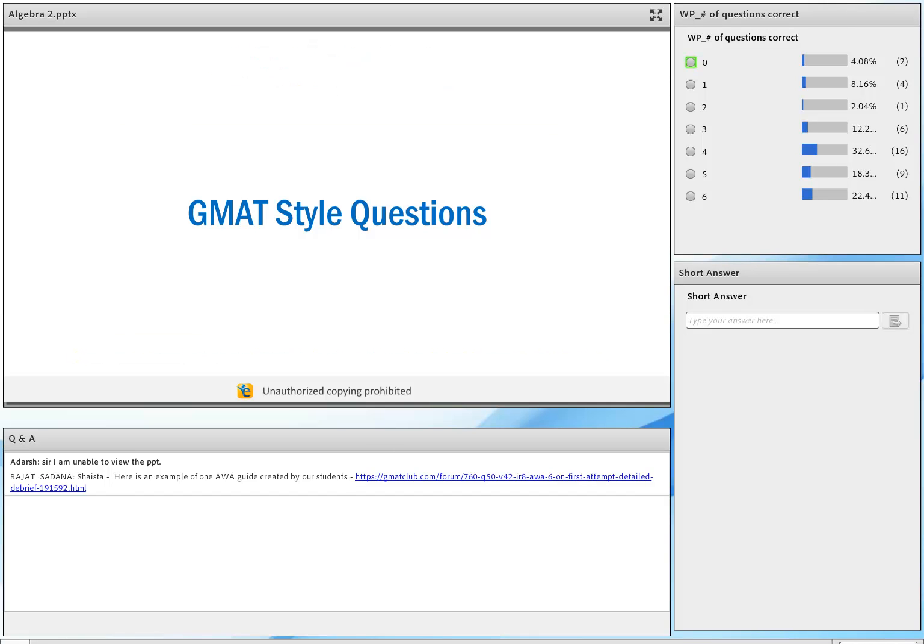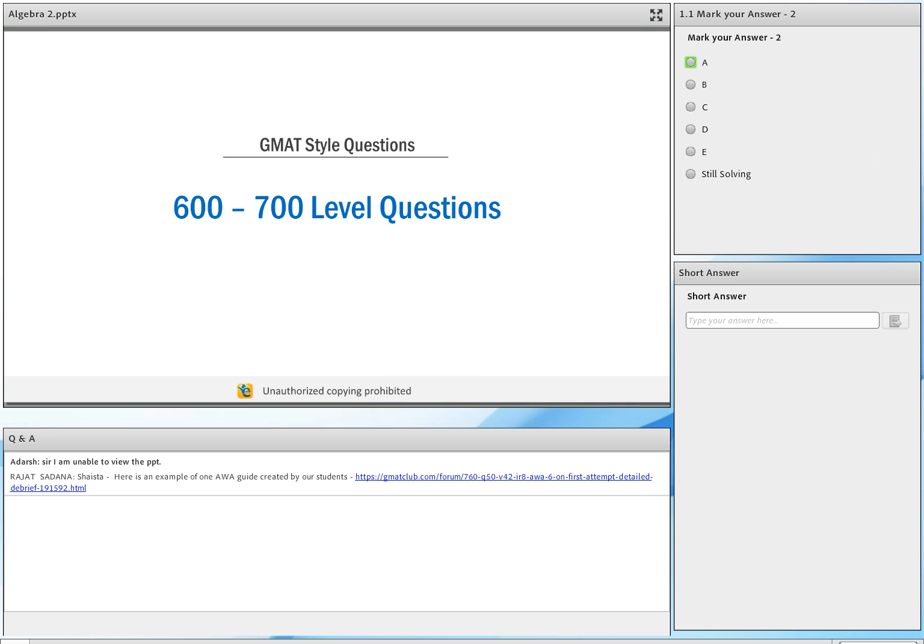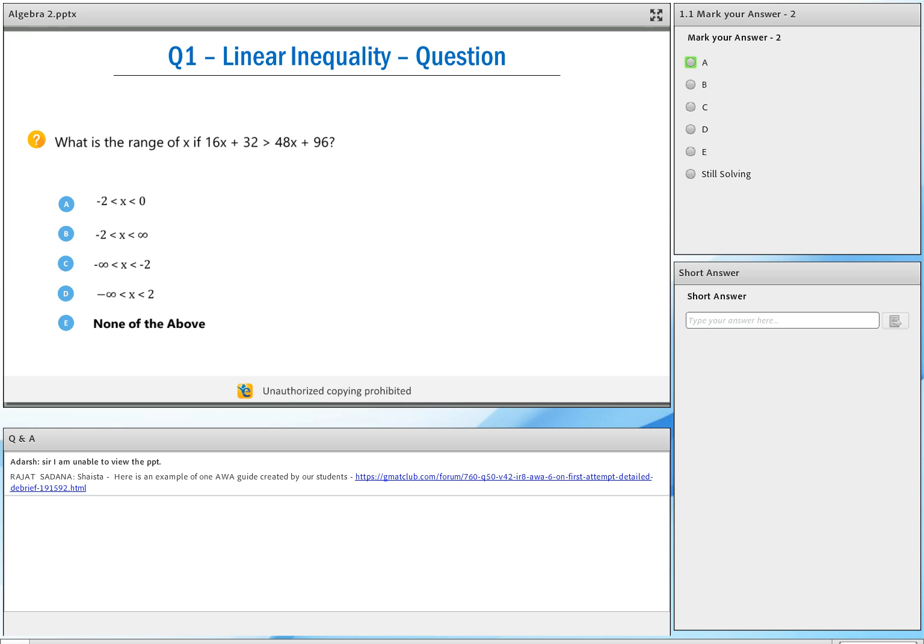All right, so now we are on to our GMAT style questions. Let's get going with it. We'll follow the same process that we used while solving the warm-up questions. Let me just get the right poll here. Can you all please click on still solving? Go ahead. Here's the question.